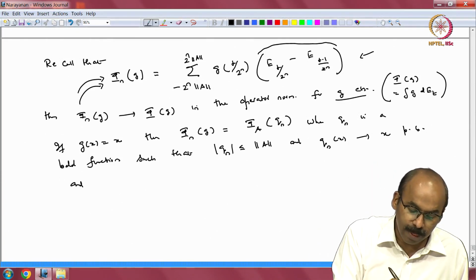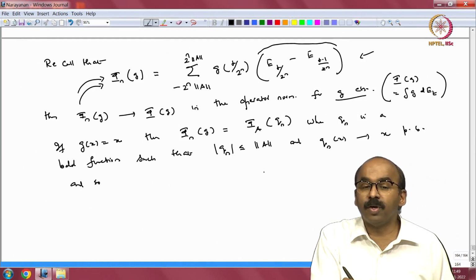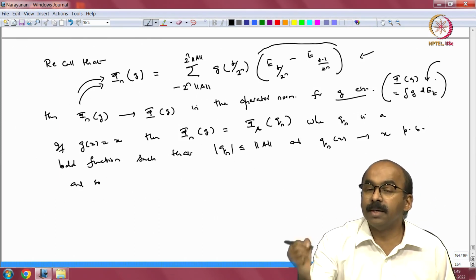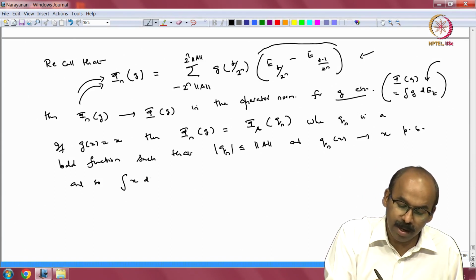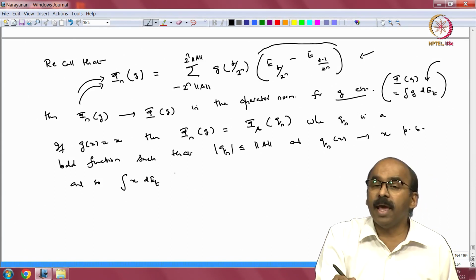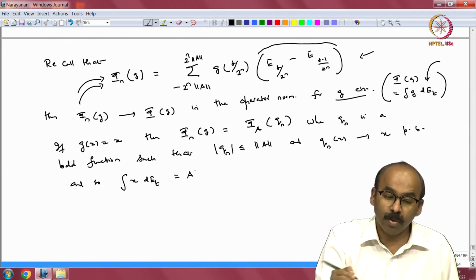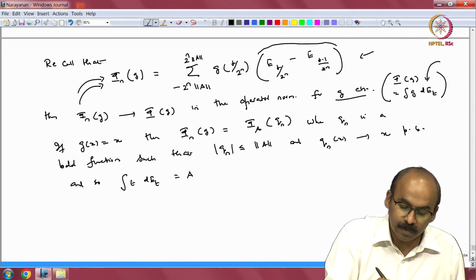And so, but I know that phi n g converges to phi of g in the operator norm, and that is my g det, right. So, the integral over x det will be phi a of the identity function, but that is a. Maybe I should write t here instead of x. So, this was the one which was missing from there.